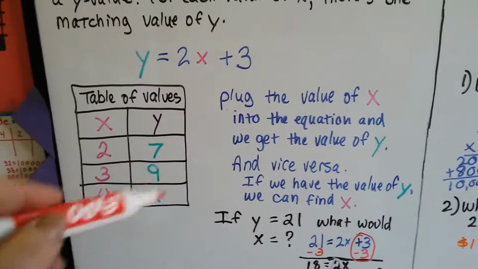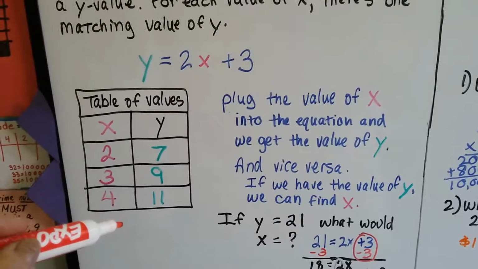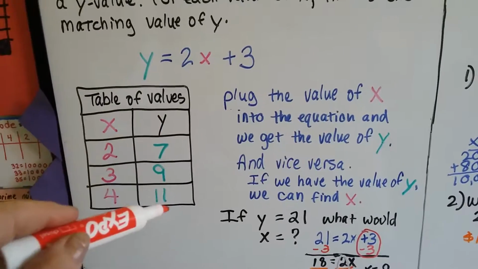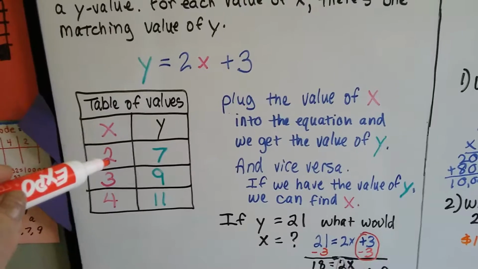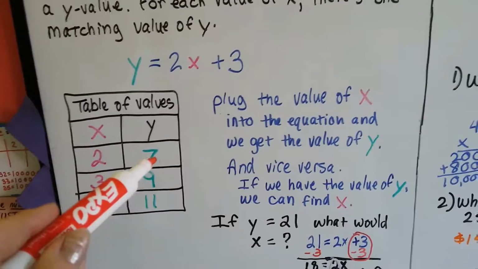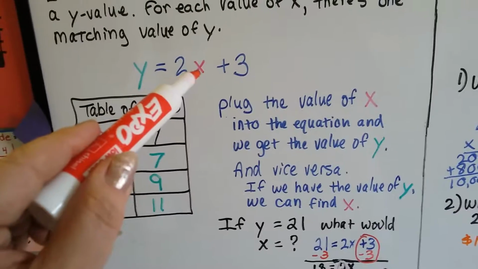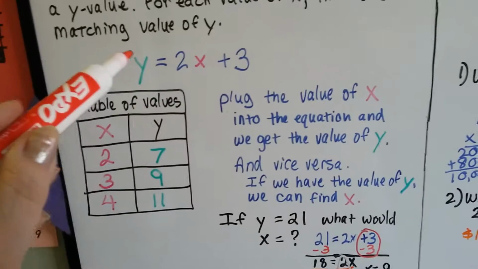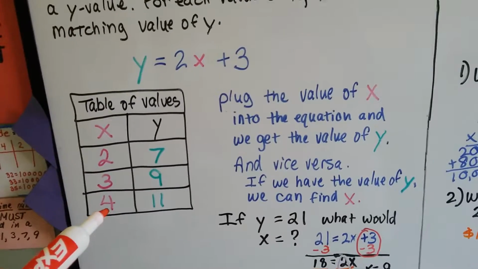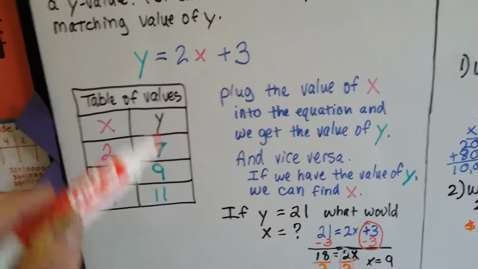So look at our table of values. We put the values in here to keep them in a nice, neat order, so we know which ones are x and which ones are y. If x equals 2, we plug it in here. 2 times 2 is 4, plus 3, then y equals 7. And if x equals 3, then y equals 9: 2 times 3 is 6, plus 3 is 9. If x equals 4, y will equal 11: 2 times 4 is 8, plus 3 is 11.